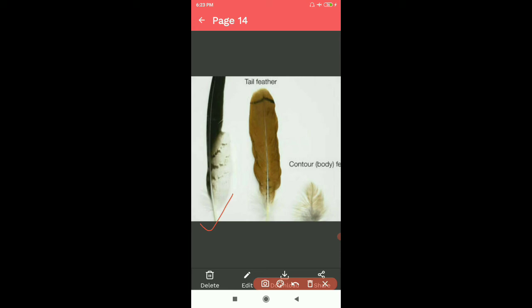Down feathers are short feathers present all over the body of the birds. They keep the bird's body warm. Tail feathers are attached to the tailbone. They help birds to change direction while flying.